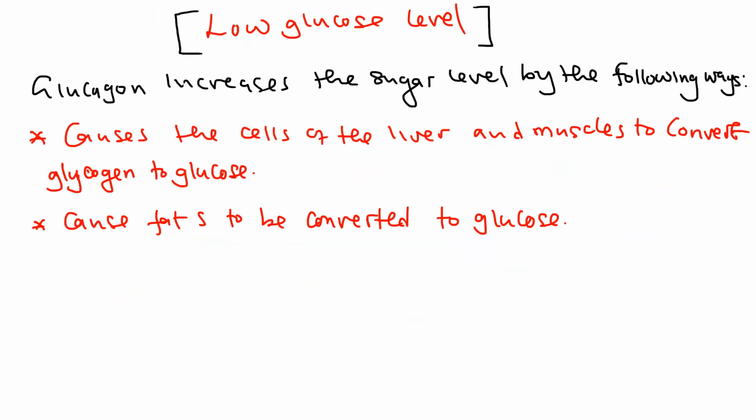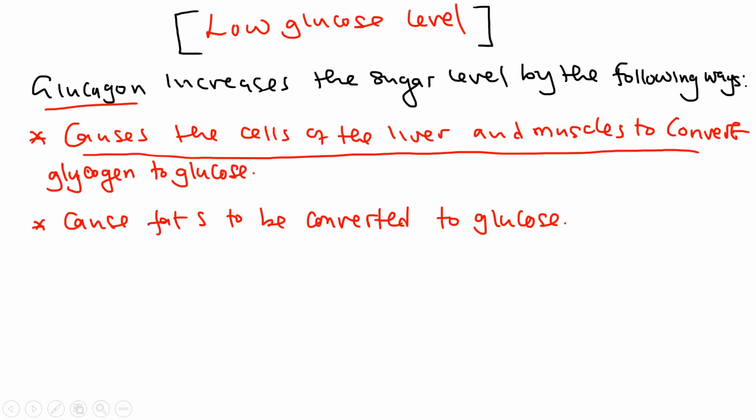Let us look at how low glucose level is brought back to the normal level. Under this one, the pancreas releases the hormone called glucagon. This increases the sugar level in the blood in the following way: it causes the cells of the liver and the muscles to convert glycogen back to glucose. Then it also causes fats to be converted to glucose. So these are the ways in which low glucose level is brought to normal.